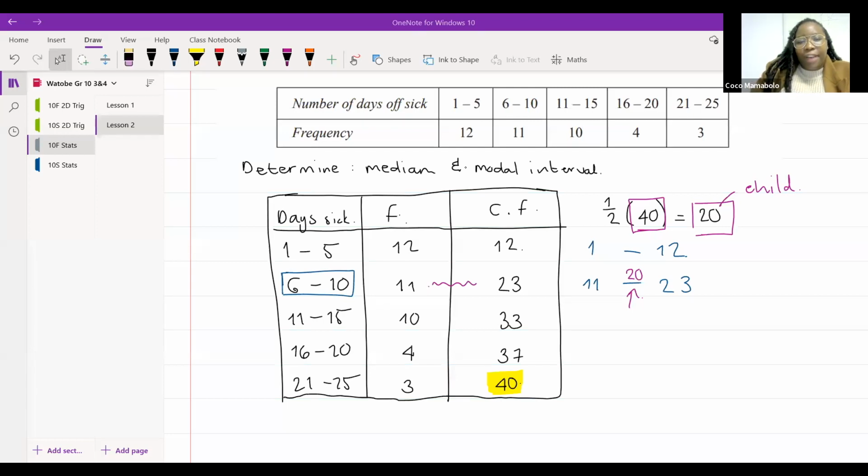All right, find me the modal interval. What is the modal interval? You can pop your answer in the chat. Good. What is my modal interval? 1 to 5. Correct, because the most kids were sick or absent for between 1 to 5 days.